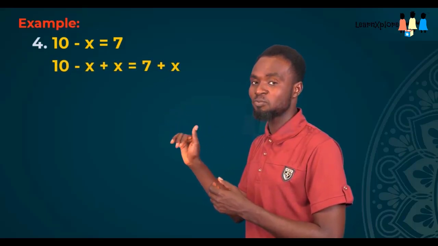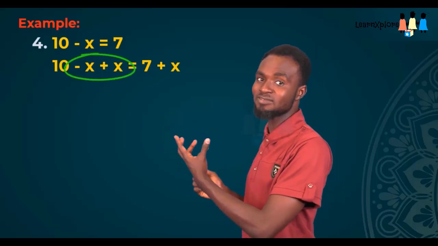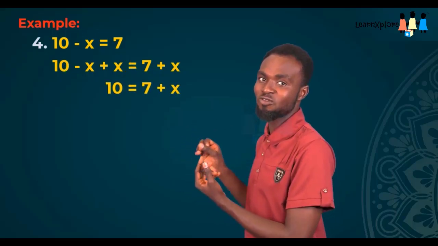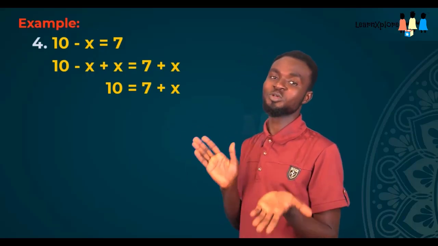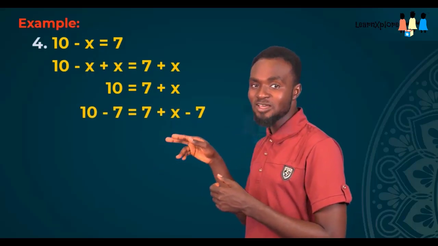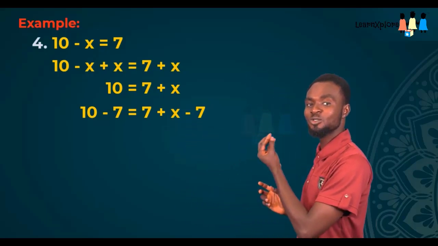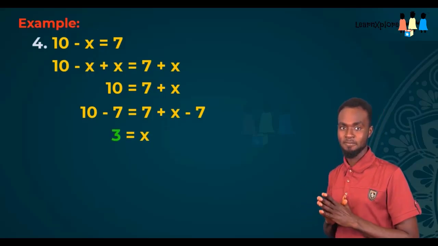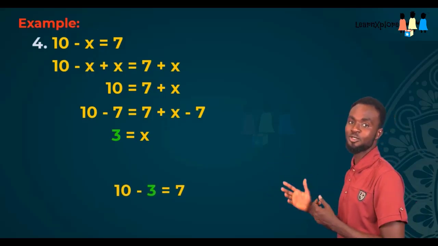We have 10 minus x plus x is equal to 7 plus x. So minus x plus x on the left hand side will become 0. So we're left with 10. So 10 is equal to 7 plus x. Now x is on the right hand side. What can we do to make it stand alone? Subtract both sides by 7. So 10 minus 7 is equal to 7 plus x minus 7. So 10 minus 7 is equal to 3. So 3 is equal to x. So the unknown is 3. Now let's check our work. 10 minus 3 is equal to 7.